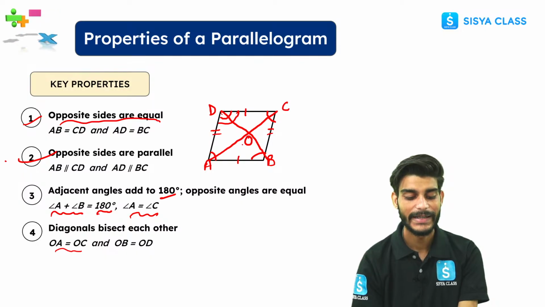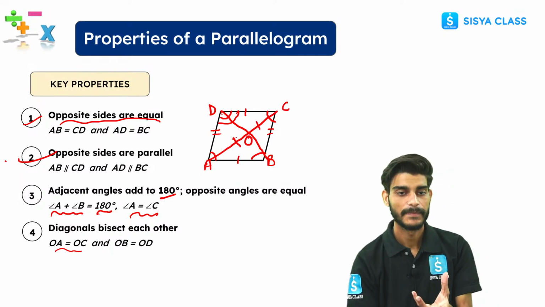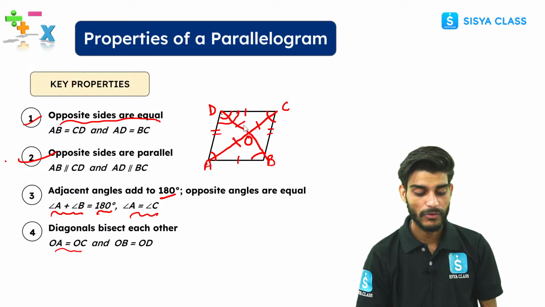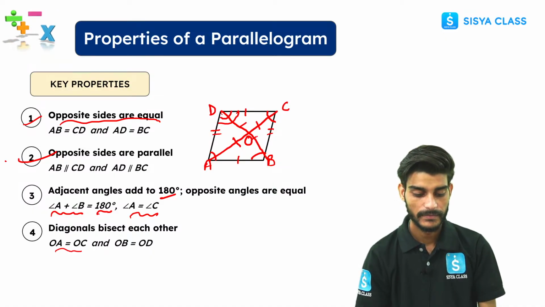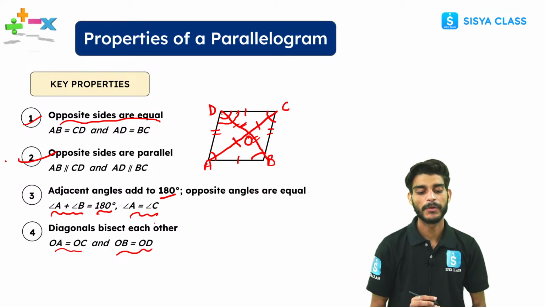So this point is O. So OA equals OC, which means it will bisect. The diagonals of a parallelogram bisect each other. And OD equals OB. So these are the four properties that you have to remember.